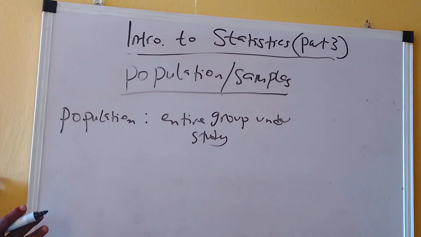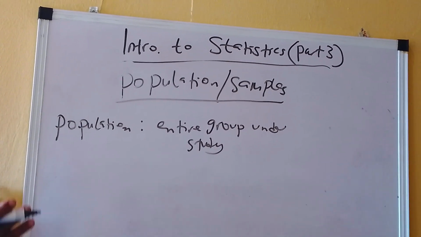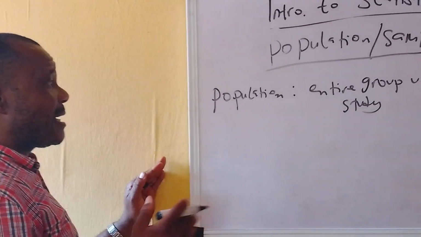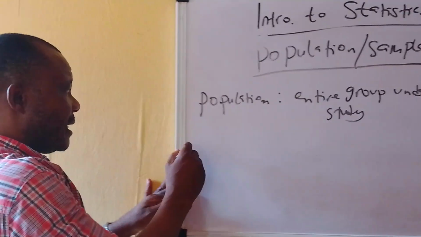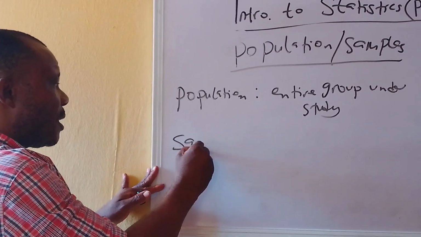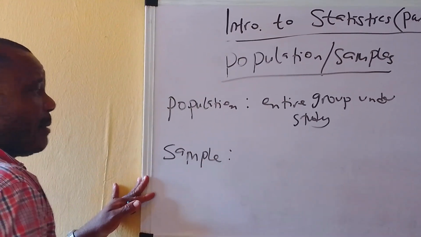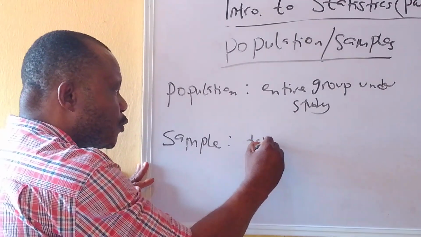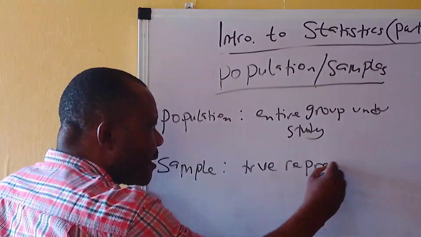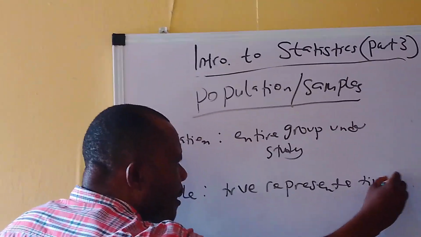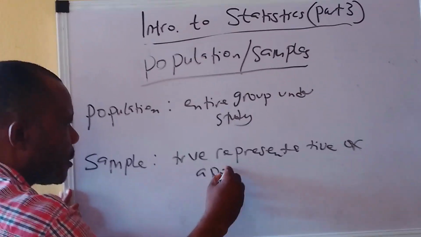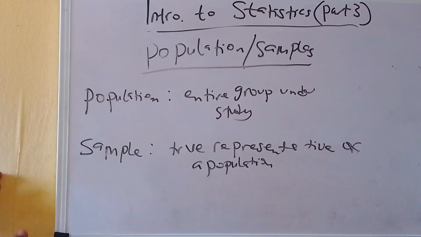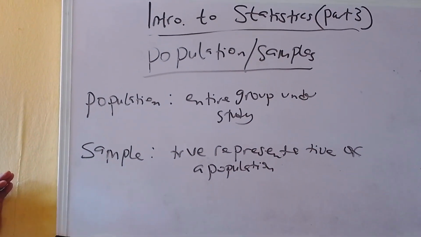When we talk about population in statistics, we are not just talking about people. We are talking about something that you want to carry out a study on, and it can be a living thing or a non-living thing. When the population is not easily reached, we talk about a sample. A sample is a true representative of a population. It's a segment, a part, a fraction of a population.